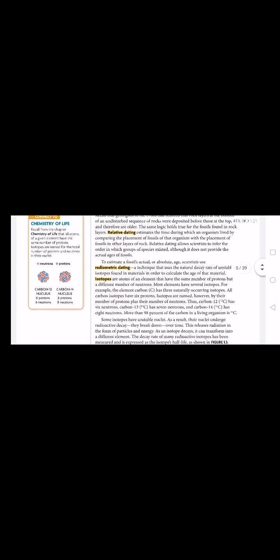radiometric dating بيعتمد على إيش؟ على الايزوتوبس. شو الايزوتوبس؟ الايزوتوبس هم عبارة عن atoms of an element that have same number of protons but different number of neutrons.